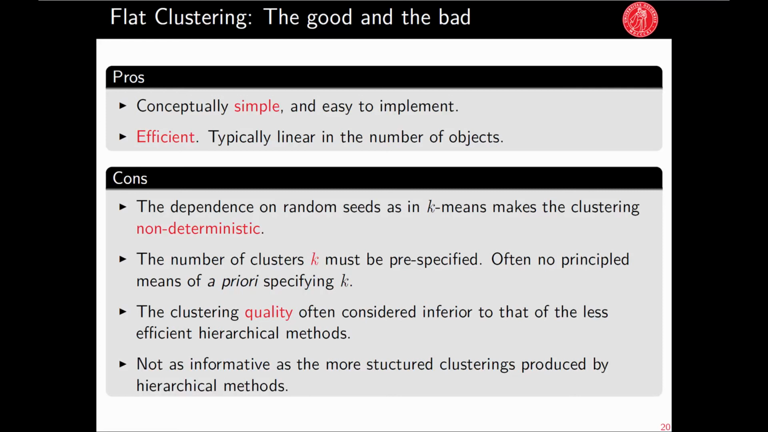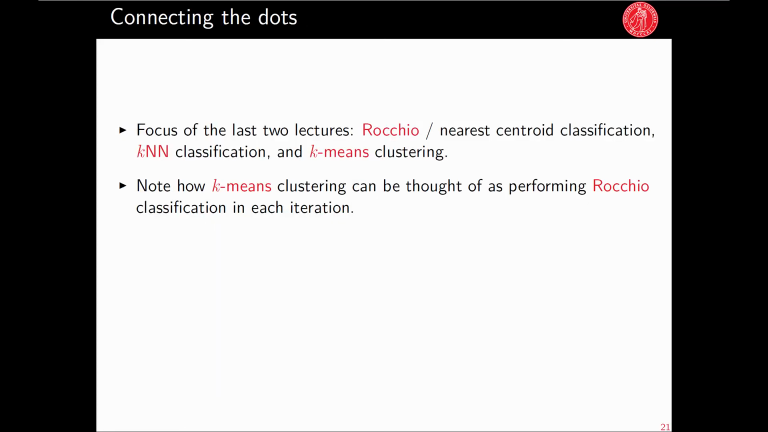So often we need to run it with different values of k and see what works best. Often the quality of the actual partition that we end up finding is also regarded as being not as good as when using these slightly more expensive hierarchical methods. Okay, a couple of things before.